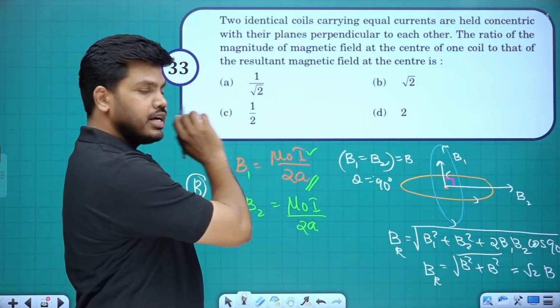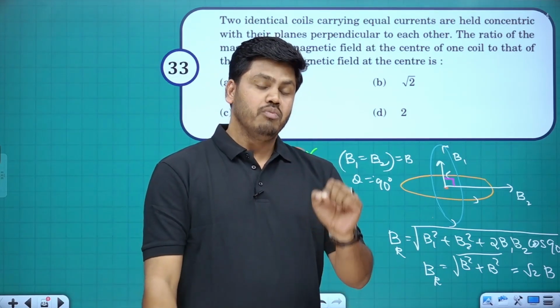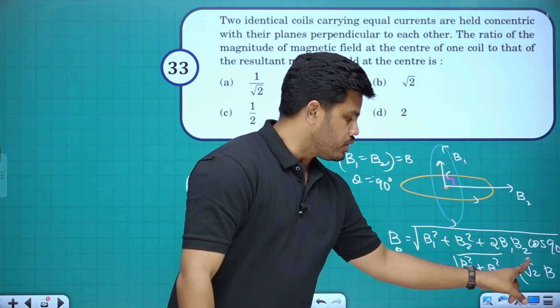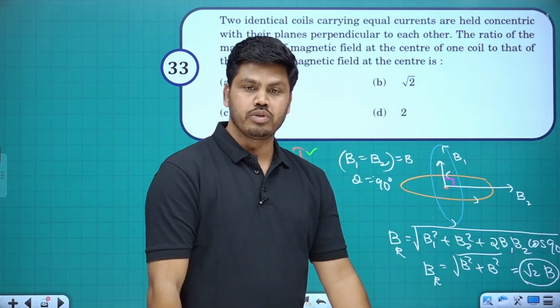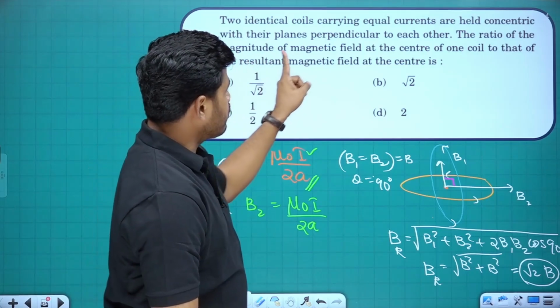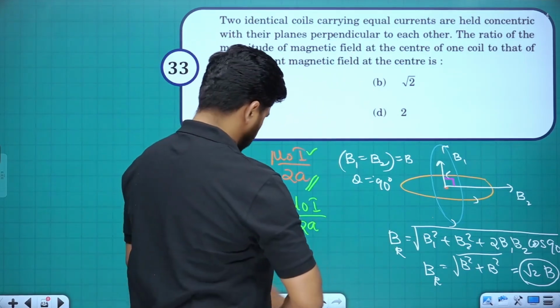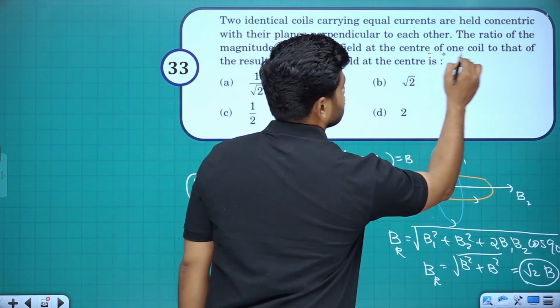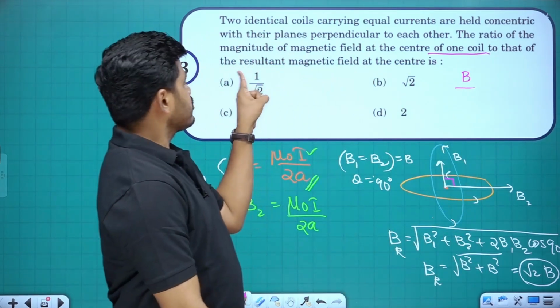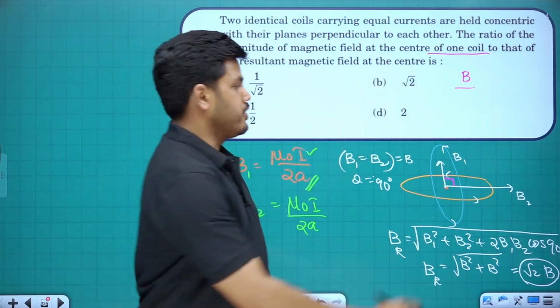So the magnetic field at the center due to one of the loops is B. The magnetic field due to both of them, the resultant, is going to be root 2 times B. What was the question? The question is the magnitude of magnetic field at the center of one of the coils, which is B, divided by that of the resultant magnetic field at the center.